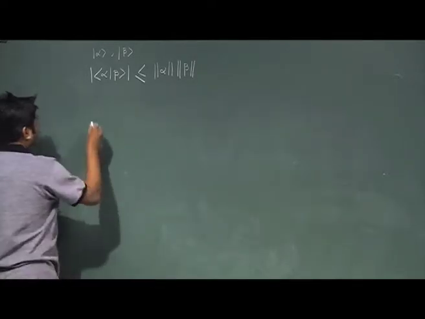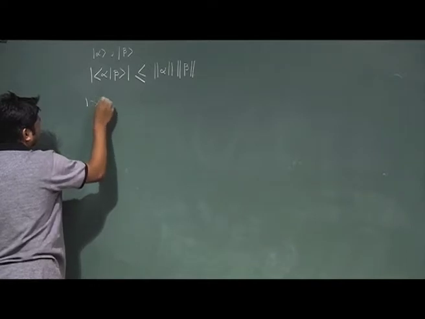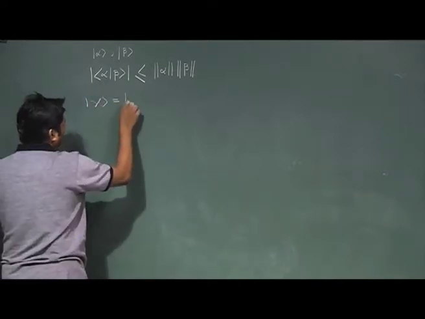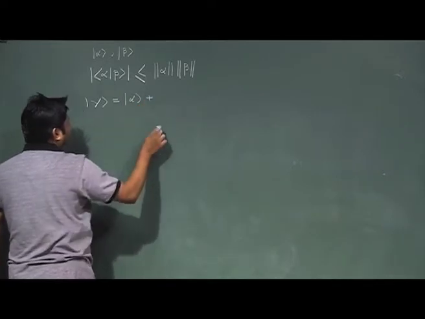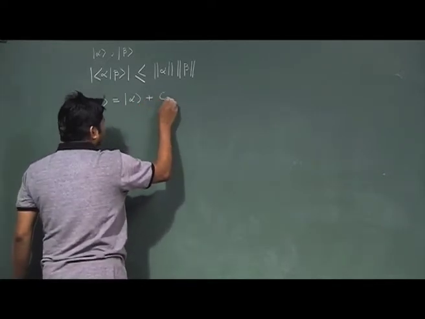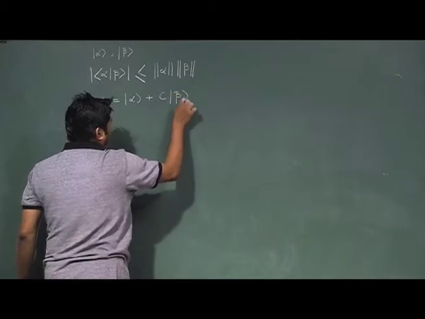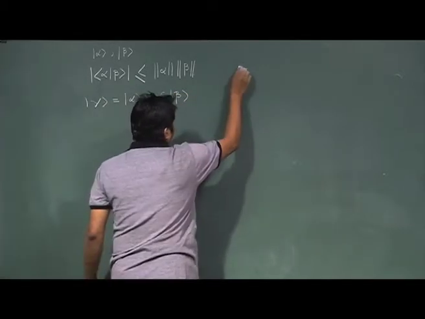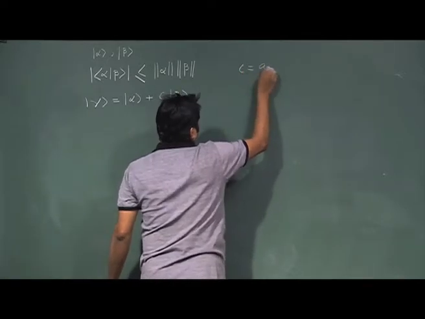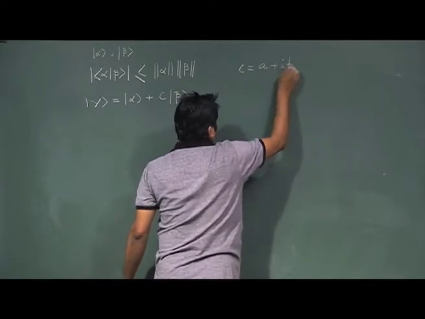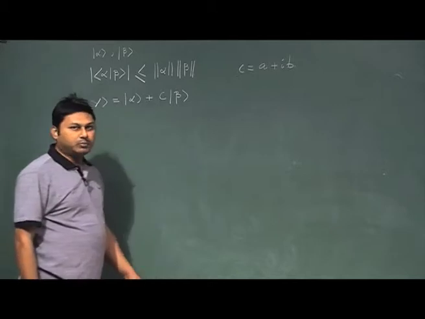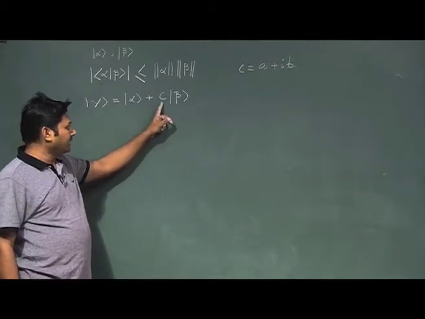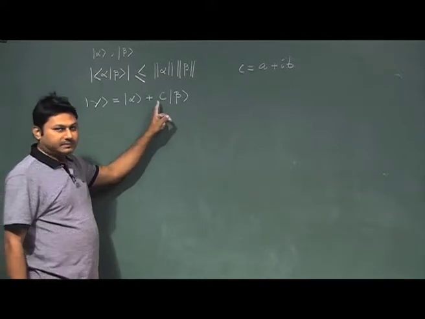Let me construct a vector gamma which is a linear combination of these two: alpha plus some constant c times beta. This constant c is a scalar quantity and I put c as a plus ib, a complex term. I can put that because this is a scalar, and a scalar can be real or complex. For the time being I am taking it as complex.